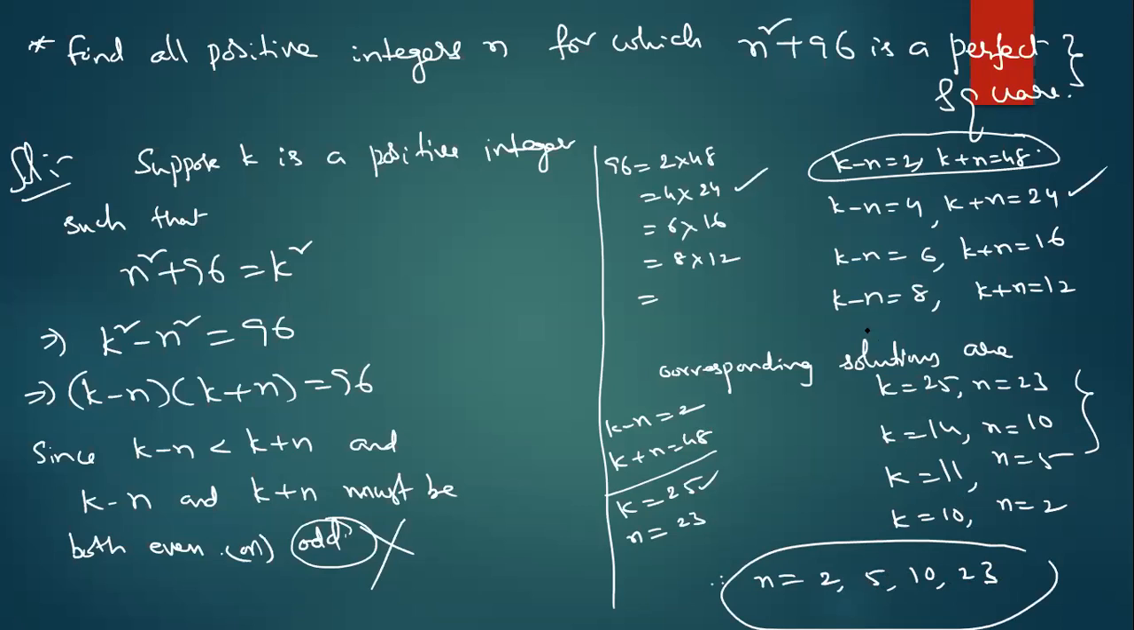Sir, how do you know these are possible or not? Put n is equal to 2, square is how much? 4. 4 plus 96, 100. So this can be written as 10 square. It's a perfect square. Take 5, 25. Add them. 25 is how much? 120. Take it. Like that.